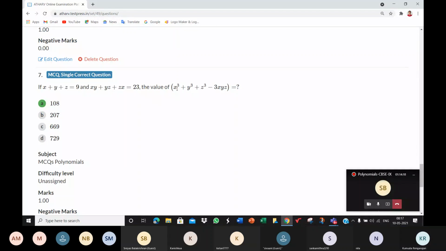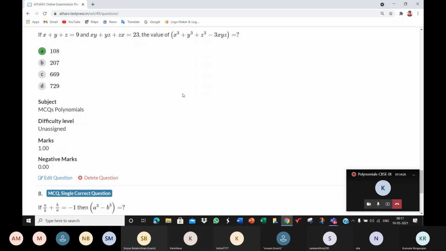How do you find? Tell me the different expressions you find in this identity. X plus y plus z into x square plus y square plus z square minus xy minus yz minus zx. So how many expressions, Kanishka? 6, ma'am. No. Sorry, ma'am. 18. No. Okay. One minute. Let me make my question more clear.